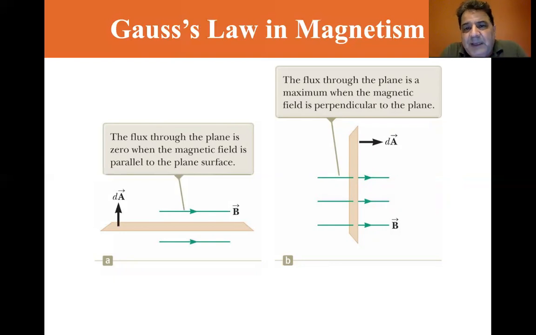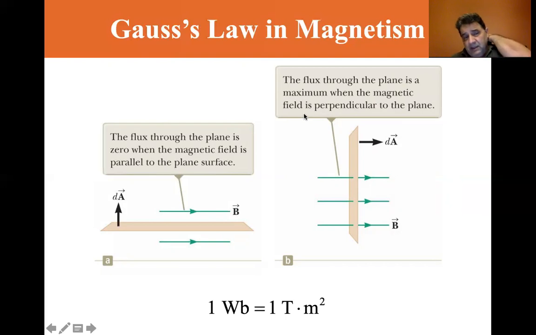However, let's look at B. The flux through the plane is a maximum when the magnetic field is perpendicular to the plane. Because here, theta between B and A is equal to 0, and remember, it's B dot A, so that's BA cosine theta, and the cosine of 0 degrees is 1. So that's the maximum. Anywhere in between, if here's your magnetic field and here's your surface, it's going to be a cosine. It's going to go from 0 to 1. So it can never be greater than 1.